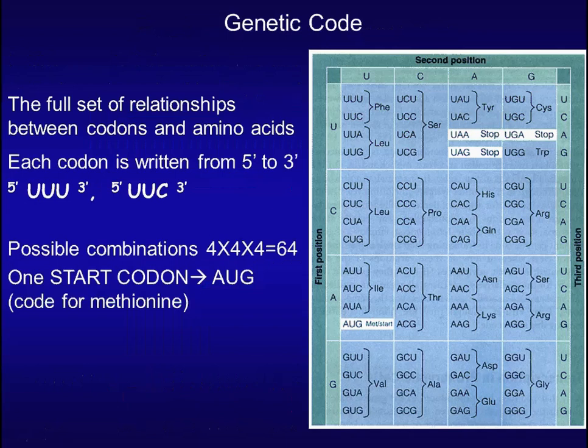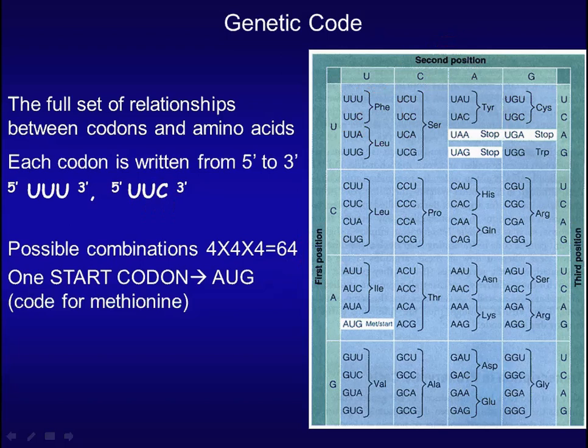Genetic code describes the full set of relationships between codons and amino acids. It is typically presented in a table like this. Each codon is written from 5' to 3'. When you look for a codon, you look for the first nucleotide on the left column, the second nucleotide on the top row, and the third nucleotide on the right column. For example, when you look for the amino acid that UUC codes for, you look for the first U on the left column, second U on the top row, and C on the right column. You will find here UUC. It codes for phenylalanine.